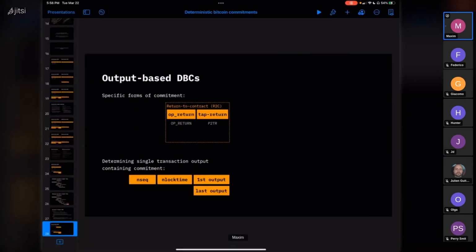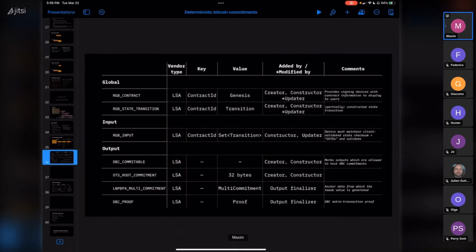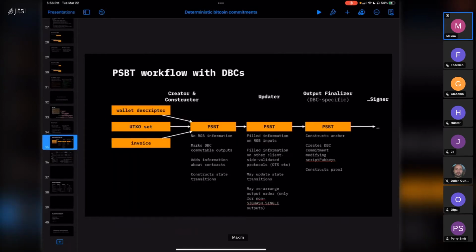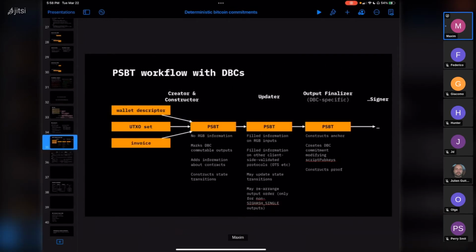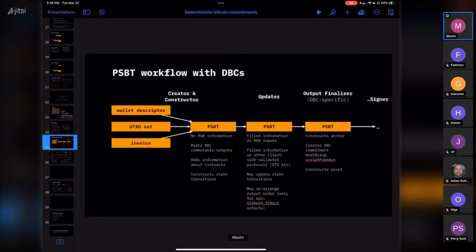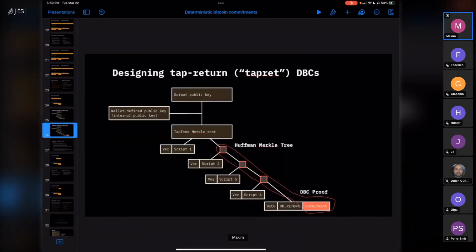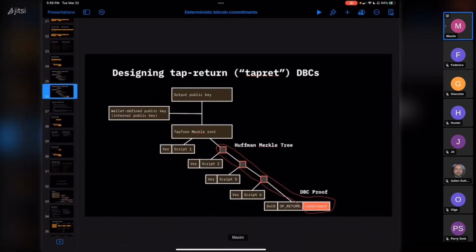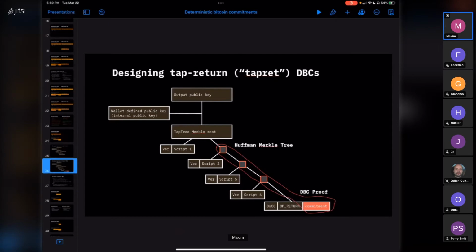It's very annoying, because I spent a lot of time fighting this issue. At the very end of this presentation I will explain how the actual PSBT workflow works with Taproot and how it has to be modified to work with deterministic Bitcoin commitments. Basically, the creator and constructor constructs the tree, and the commitment happens by a different participant, who may not have full access to the tree itself. So the idea was to design the protocol such that it can always be tweaked from the information present in the actual PSBT.